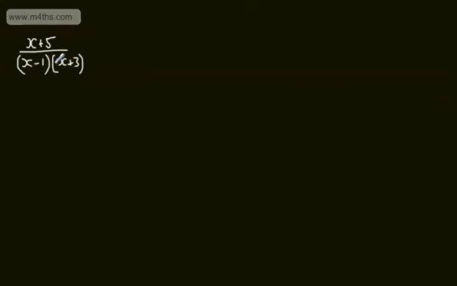We also said that this was a proper fraction. A proper fraction is where the degree of the numerator is lower than that of the denominator. So x to the first over x squared. So this was the first type.